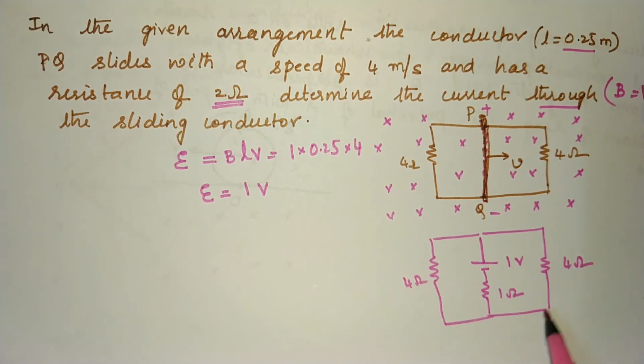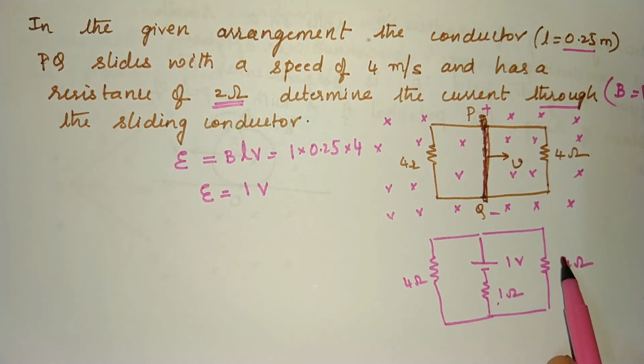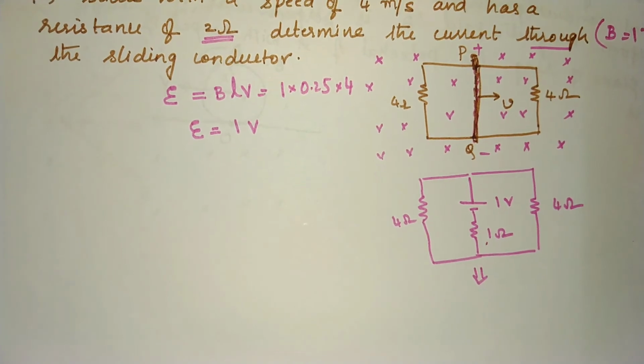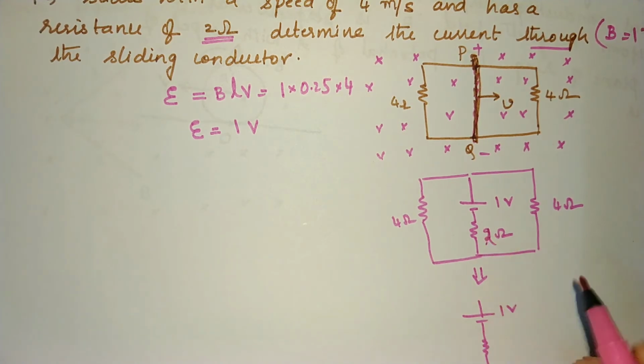Now look at this arrangement. How are the two resistors connected? 4 and 4 are in parallel, that is in series with the 2. 4 and 4 in parallel, I can reduce the circuit: 4 and 4 in parallel will become 2. 1 volt battery. This is of 2 ohm resistance, as per the question. And instead of 4 and 4, I will add one more 2.